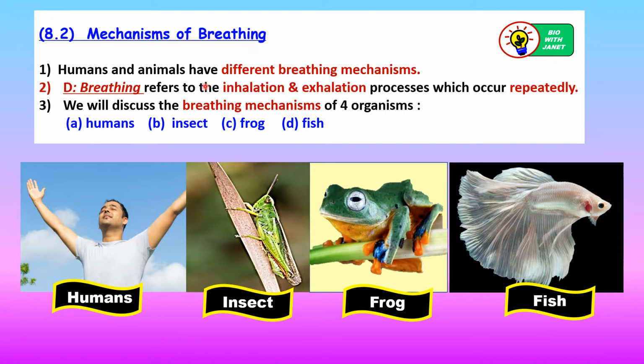Mechanisms of breathing. Humans and animals have different breathing mechanisms. Now, breathing is defined as the inhalation and exhalation processes which occur repeatedly and it involves the environment and the respiratory system of an organism. So we'll discuss the breathing mechanisms of four organisms: humans, insect, frog, and fish. For humans, insect, and frog, we'll discuss how air is inhaled and exhaled from the respiratory system. And for fish, we'll discuss how water is inhaled and exhaled from the fish's respiratory system.